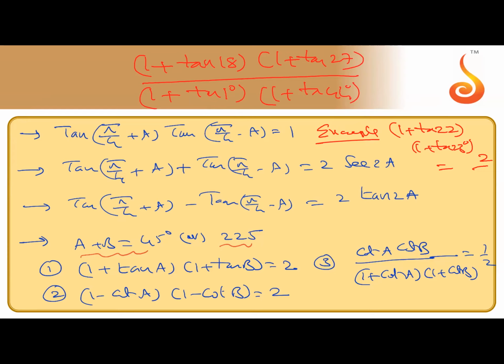Muhammad Kaya, please solve it. This division: the numerator value is 2, the denominator is also 2. 2 by 2 gives 1. That is the answer here. So now our job is to check whether the sum of angles is 45 or not. If the sum of angles is 45, then what is the answer for this one?